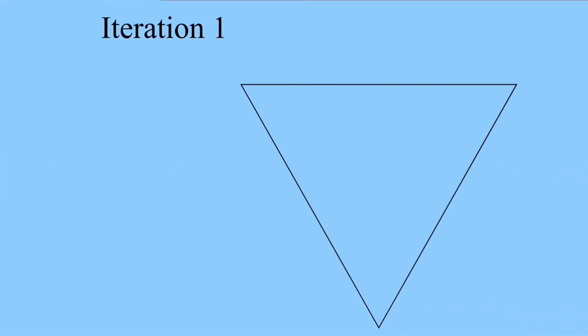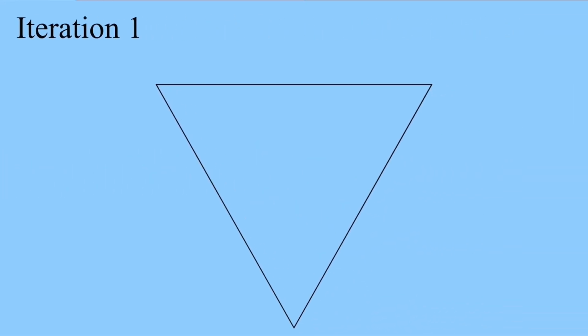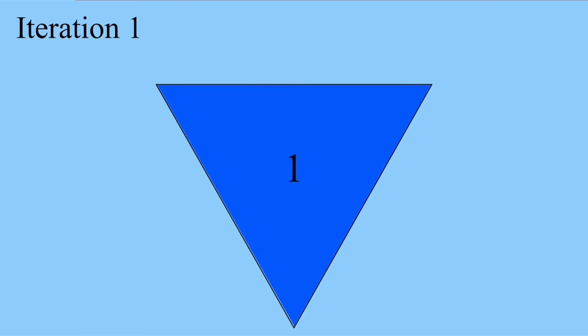We'll start off simply with iteration 1 because this is just a simple starting point, and to keep things simple, we can say that the initial equilateral triangle has an area of 1. So A1 equals 1. I'm using A subscript 1 here to mean the area of iteration 1, and so on.